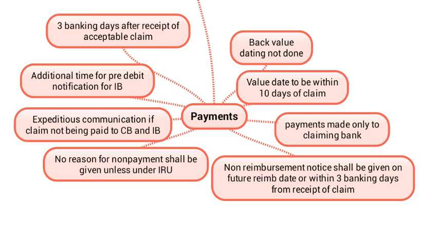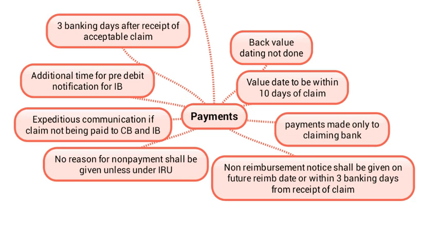If the claim cannot be honored, the claiming bank and issuing bank have to be notified by an expeditious communication. No reason shall be given for not honoring a claim except if a discrepancy with respect to irrevocable reimbursement undertaking terms and conditions is identified. Back validating of the claim is normally not done. The value date of the claim has to be within 10 days of the claim.